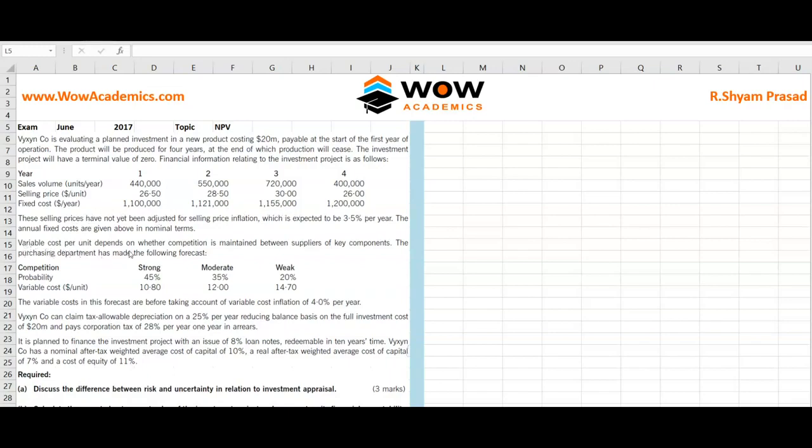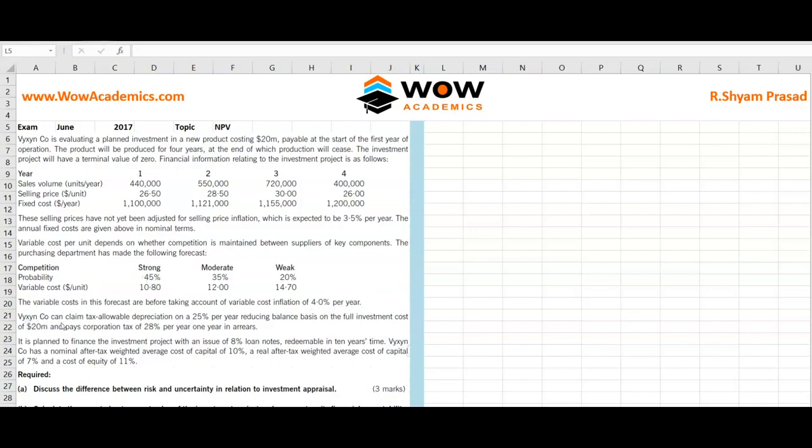Variable cost per unit depends on whether competition is maintained between suppliers of key components. The purchasing department has made the following forecast. So they're not very sure about the variable cost per unit, so they have given us probabilities. Multiply the probability and the variable cost for strong, moderate, and weak, and we'll get a weighted average variable cost. This variable cost in the forecast is before taking account of variable cost inflation of 4%, so we have to add inflation of 4% to this variable cost.